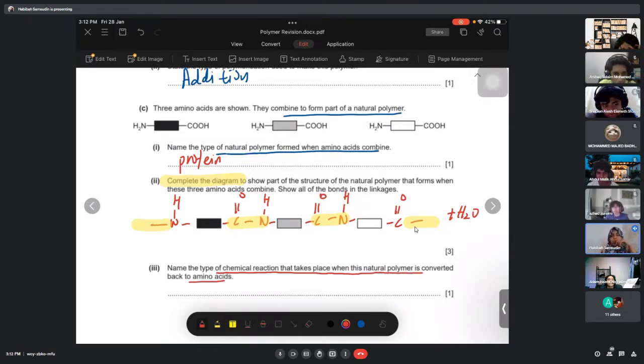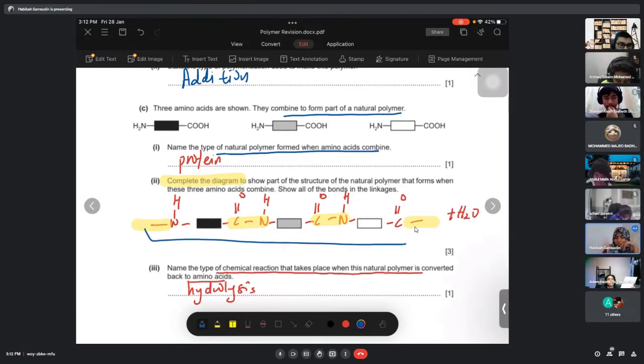Alright, now look. Name the type of chemical reaction that takes place when this natural polymer is converted back to amino acids. What's the name? Hydrolysis. Okay, hydrolysis. You have your protein here. Now we want everything to go back to the monomer. So we add water, and the process is known as hydrolysis. Any questions?